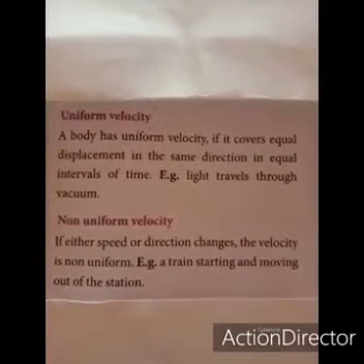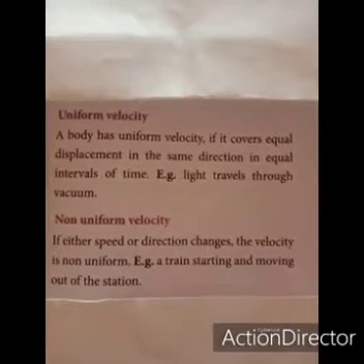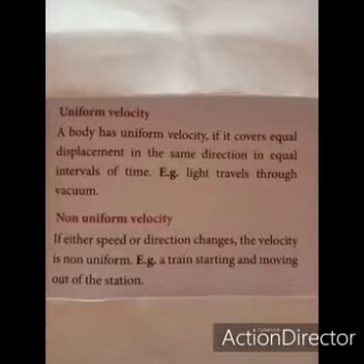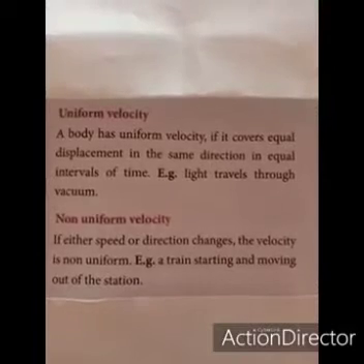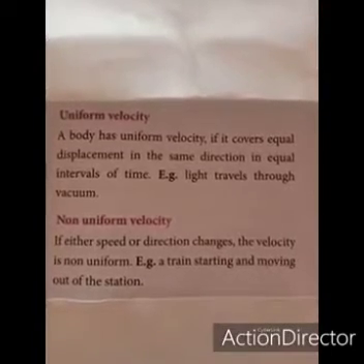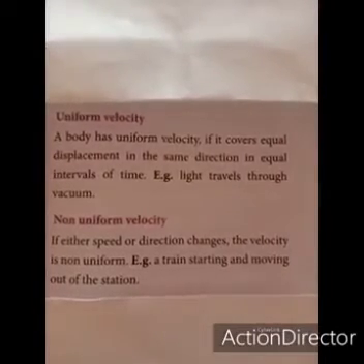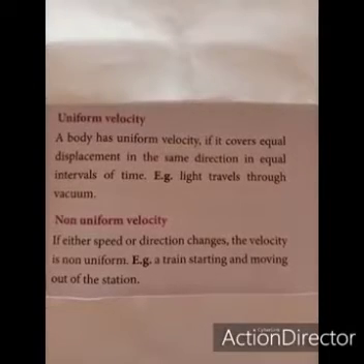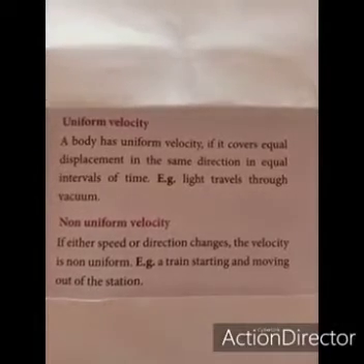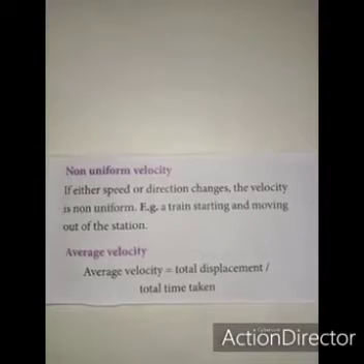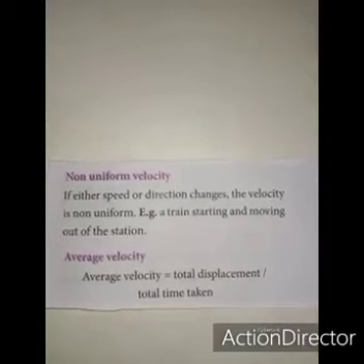Then what is non-uniform velocity? If the speed or direction of an object changes, then the velocity is non-uniform. If an object changes its speed or direction, then it is said to be non-uniform velocity. Example, a train starting and moving out of the station. It is a good example, no? To find average velocity, we have the formula total displacement by total time taken.